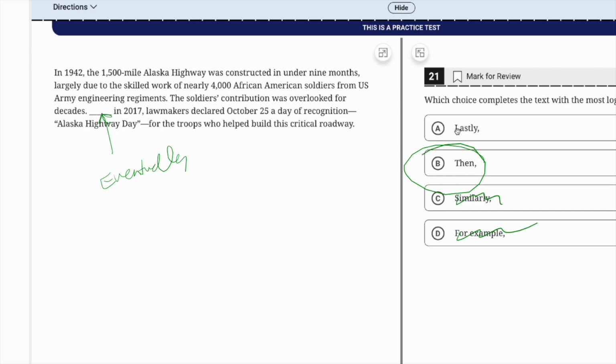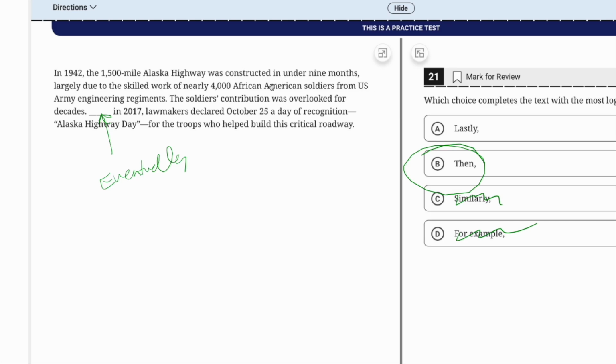Again, the A could indicate a sequence, but really the transition here has to do with these two sentences. It's not really a continuation of a long series of events. So it would be B.